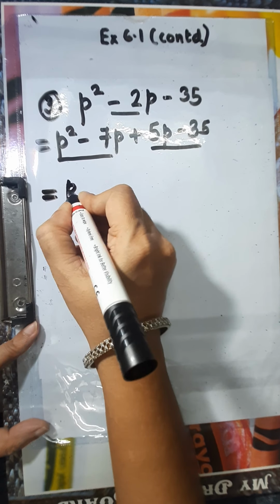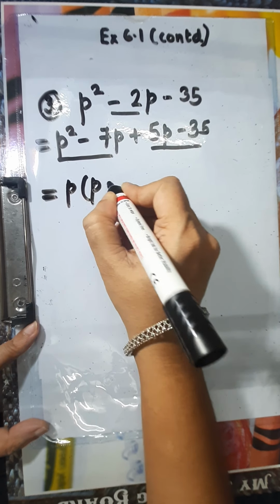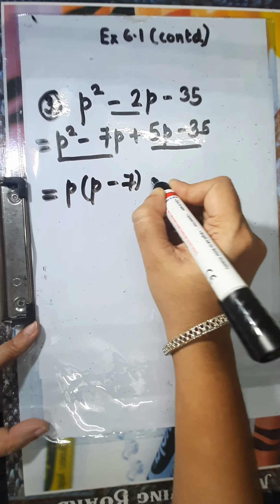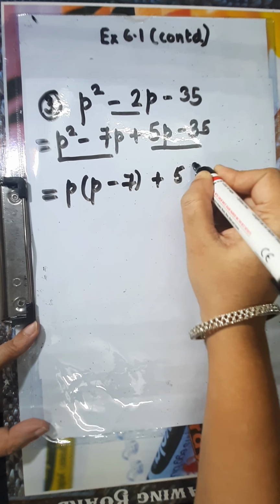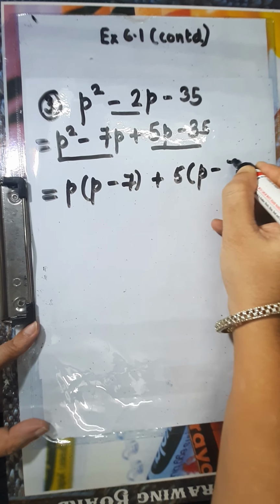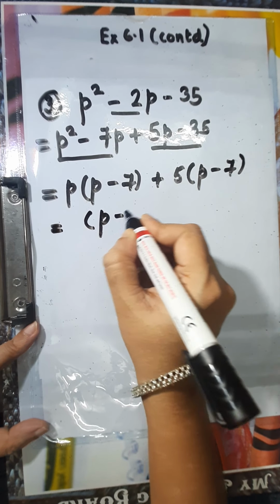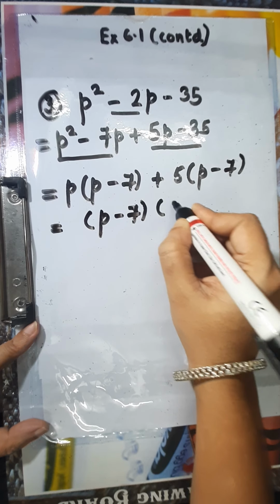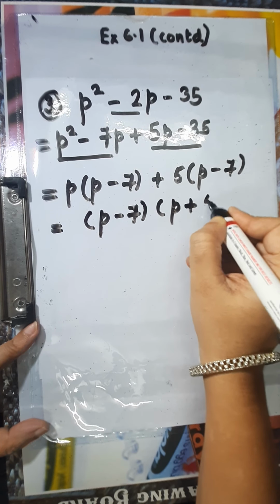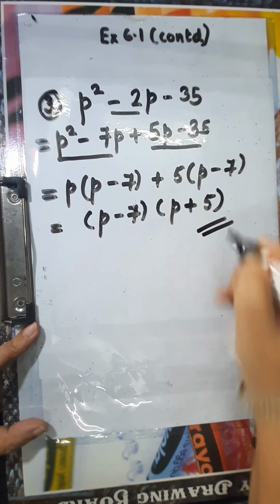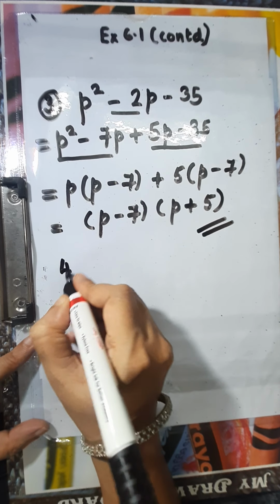Can I remove p common? What is left behind? P minus 7, plus 5 out common. What is left behind? P minus 7. So, what are my factors? My factors are p minus 7 and p plus 5.